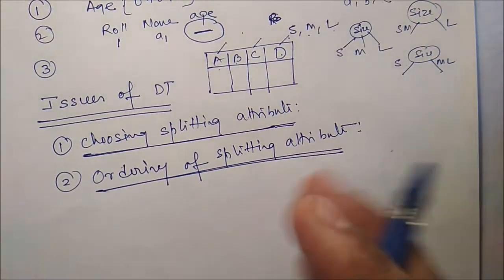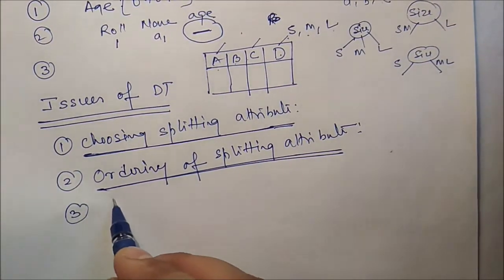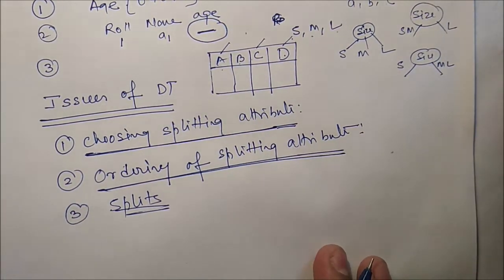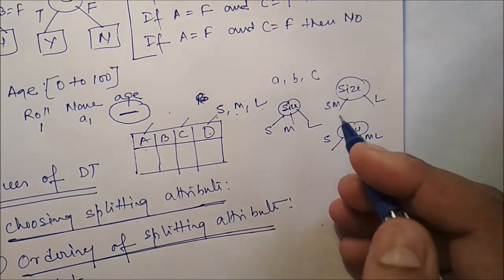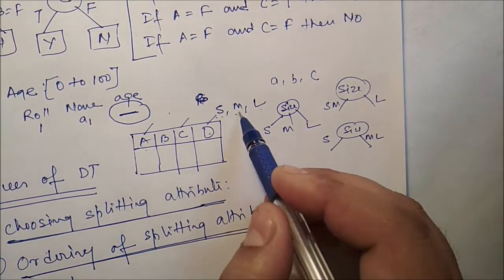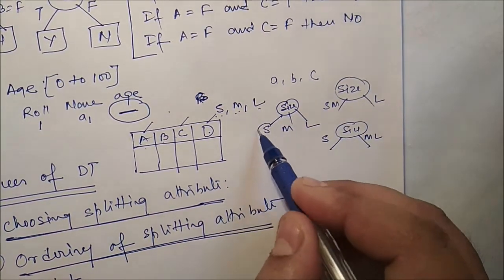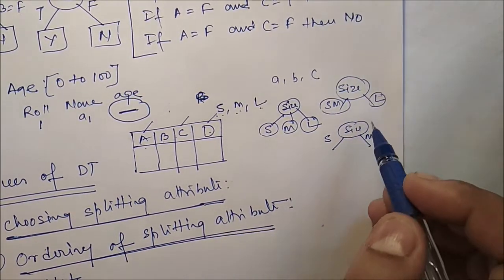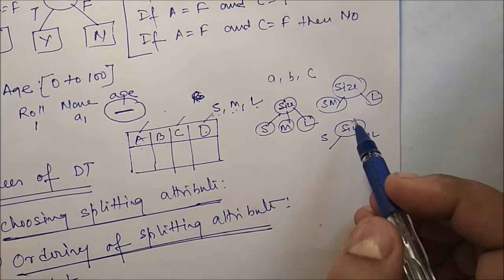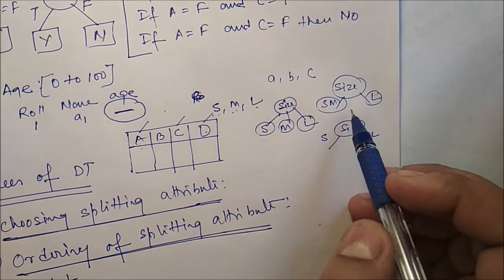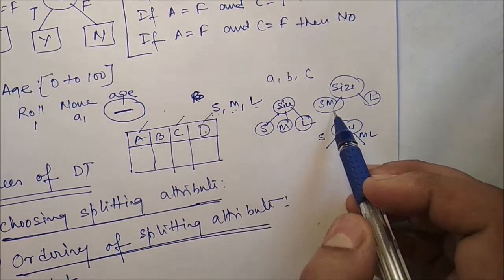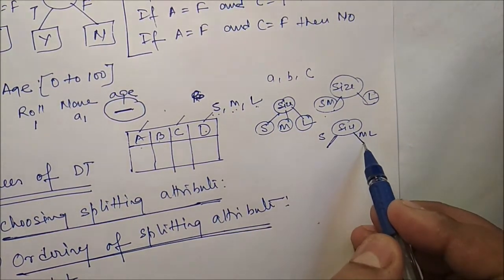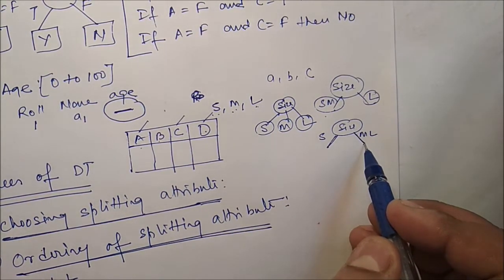Next is split. The number of splits is also important. We have size. So 3 different sizes are there: small, medium and large. The question is we have to split the 3. You have to create 3 branches or 2 branches is sufficient for that. And now let 2 branches be there. So we should keep small, medium this side, large this side, or small this side and medium, large this side. So the splitting is very important.